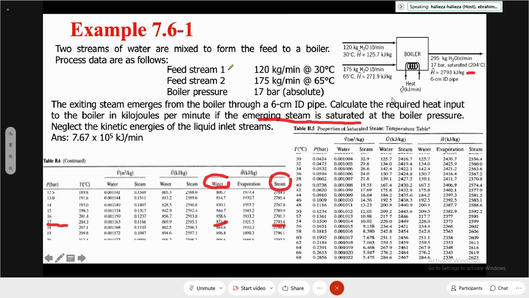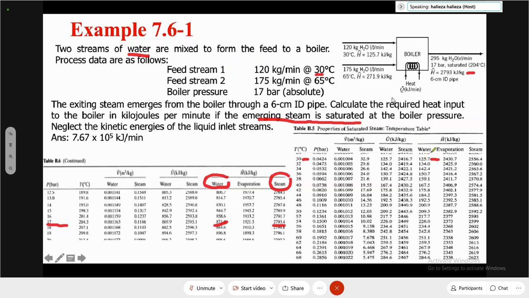For stream number 1 and number 2, it specified the temperature. For stream number 1, 30 degrees C, so look at 30 degrees C. We're going to look at the enthalpy of water. If the pressure is given, you can double check whether the temperature is above or below the saturated temperature. But in this case, the pressure is not given, only the temperature, so obviously it is liquid water. So that is 127.